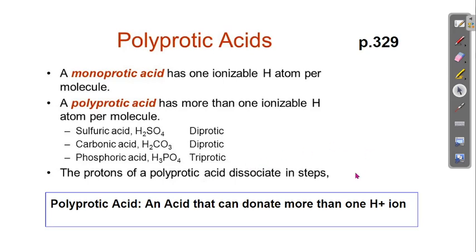The protons of a polyprotic acid dissociate in steps. So sometimes they only give one. They may have 2 to give away, but they only give 1. It just depends on who they are paired with. If whomever is next to them is very strong, it will pull 2 of them away, for example, or the 3 away. But if they are paired with a very weak base, maybe the base is only strong enough to pull 1 of the protons away. Okay? So there are steps. They're not all taken away at the same time. Definition: polyprotic acid, an acid that can donate more than 1 proton or hydrogen ion.